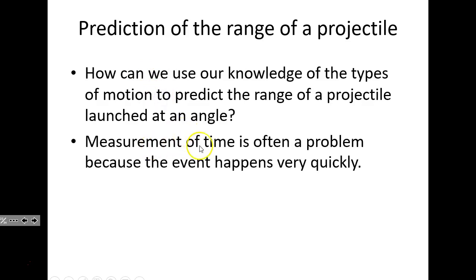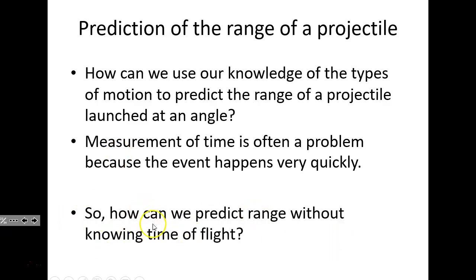So measurement of time, though, especially if you're over a short distance like you throw a ball, is often a problem because everything happens so quickly. You only have the time from where it's launched to when it hits the ground. So that could be a very short period of time. If you drop something from the height of your head until it hits the ground, you barely have time to accurately start and stop a stopwatch.